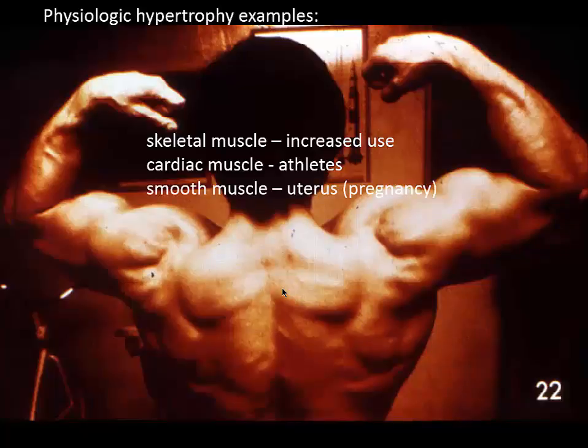Smooth muscle is a little bit different. Yes, you do get hypertrophy of smooth muscle, but in pregnancy you will also get an increase in number. So this is not only a hypertrophy, but as we'll see later, it's also a hyperplasia, which means an increase in size due to increase in number. So we get a mixture in smooth muscle tissue.